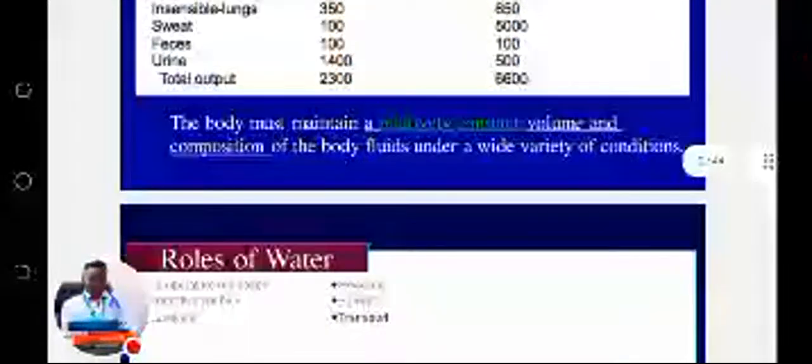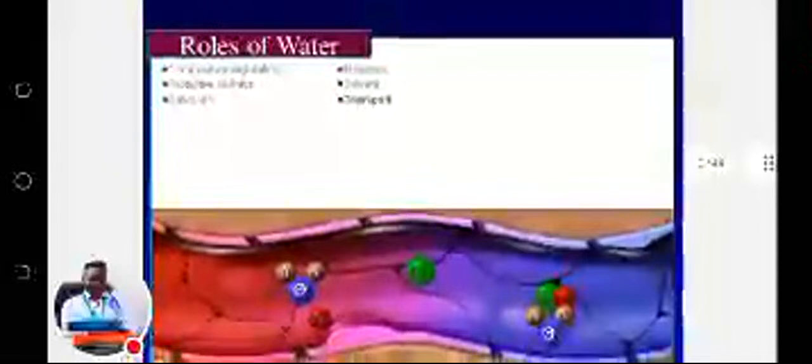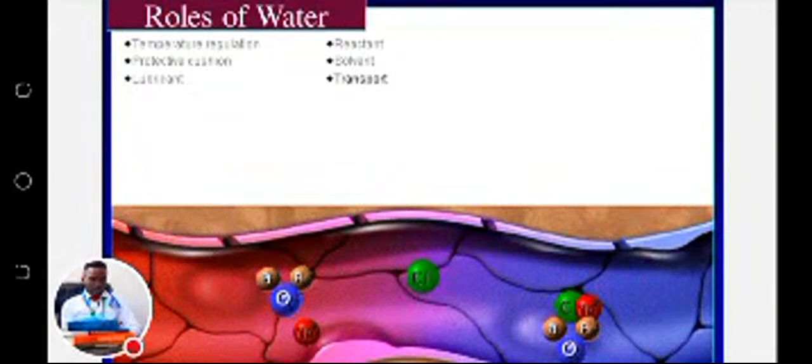The body must maintain a relatively constant volume and composition of body fluid under a wide variety of conditions. Now let's look at the role of water in the body. Water plays an important role in the body. Number one, temperature regulation. Number two, protective cushion. Number three, lubrication. Four, reactants. Five, solvents. Six, transport.